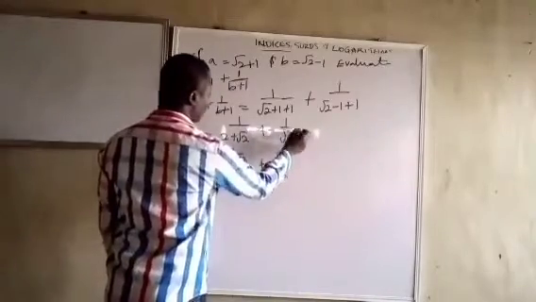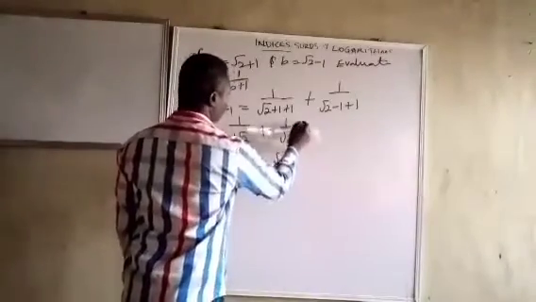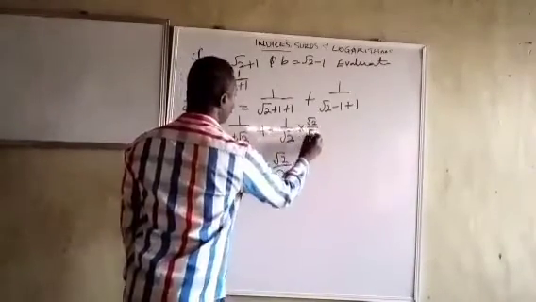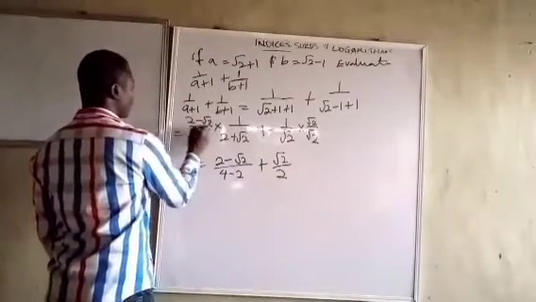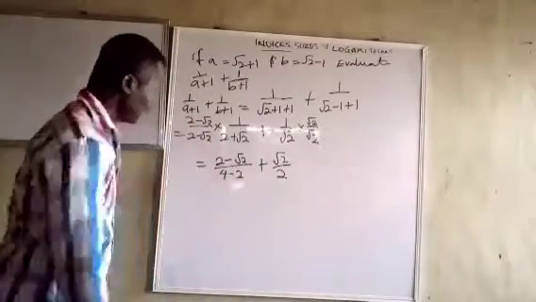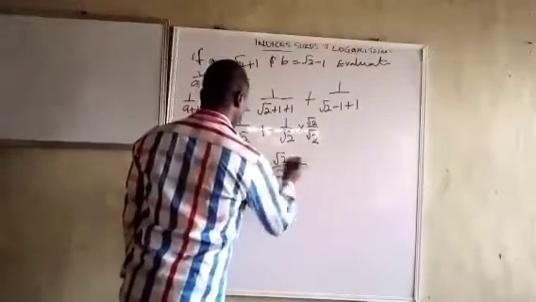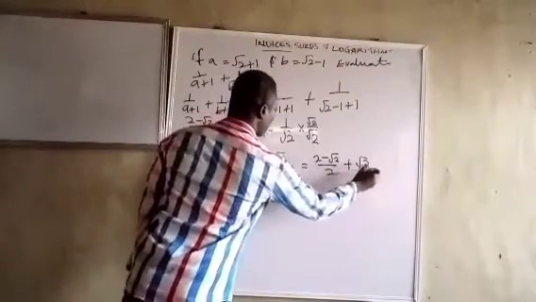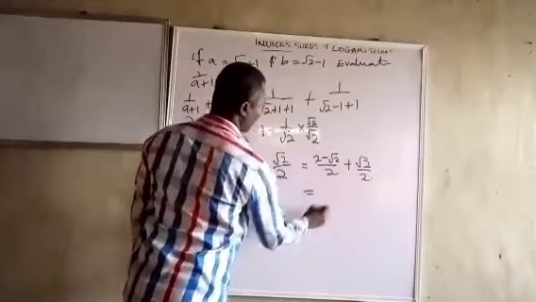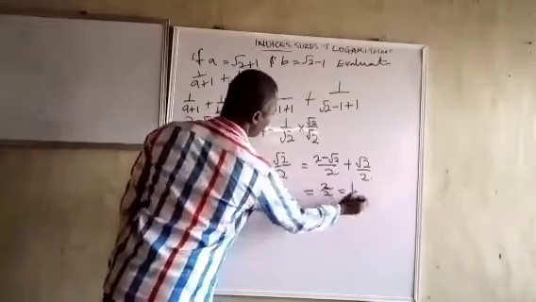So we handle this as 2 minus root 2 over 4 plus root 2 over 2, where you multiply this one by its conjugate and this one by root 2. So that's what you have. Then you are going to get 2 minus root 2 over 2 plus root 2 over 2. So what does that give us? It gives us 2 over 2, which is equal to 1.